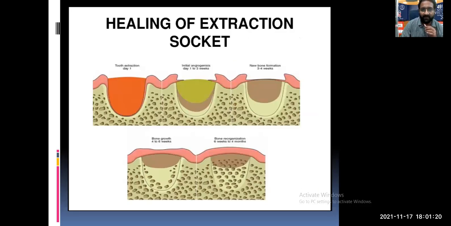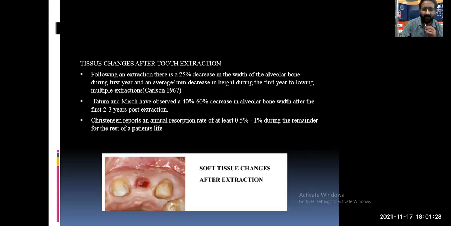So this is how healing of the extraction socket happens. It takes 6 weeks to 4 months for the extraction socket to completely reorganize. Several authors did several studies regarding the tissue changes or alterations after tooth extraction. Carlson in 1967 stated that there is a 25% decrease in width of the alveolar bone in the first year. And then Tatum and Misch also observed a 40 to 60% decrease in the alveolar bone width after the first 2 to 3 years of extraction.